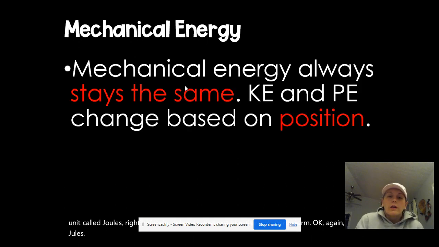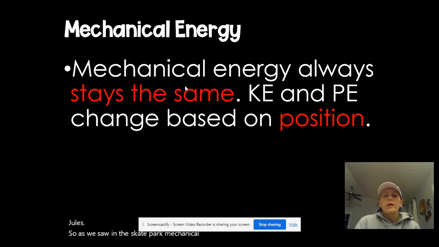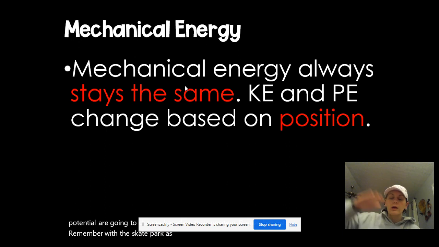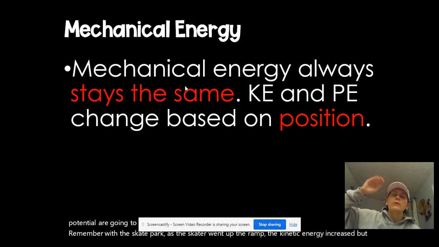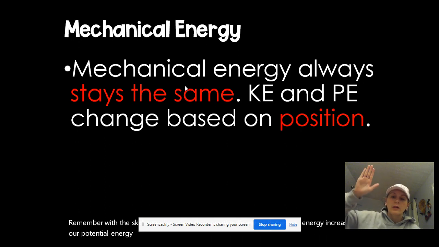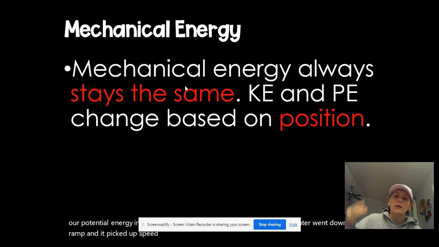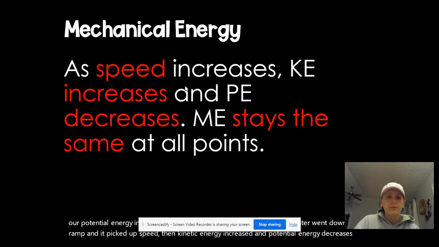So as we saw in the skate park, mechanical energy always stays the same, but kinetic and potential are going to change based on their position. Remember with the skate park, as the skater went up the ramp, the potential energy increased, but the kinetic energy decreased. As the skater went down the ramp and picked up speed, then kinetic energy increased and potential energy decreased.